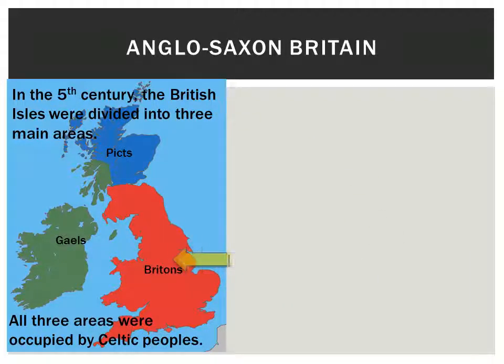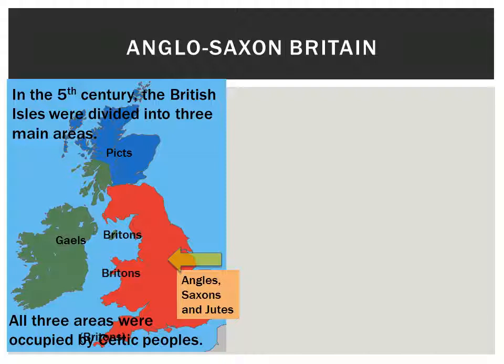And then coming into this area where the Britons, the people that are now mostly found in Wales, lived, came a new group of people called Angles, Saxons and Jutes. And these people started arriving in the 5th century after the Romans had left.